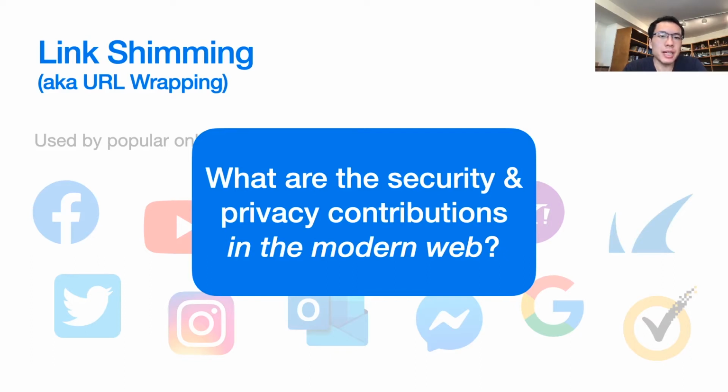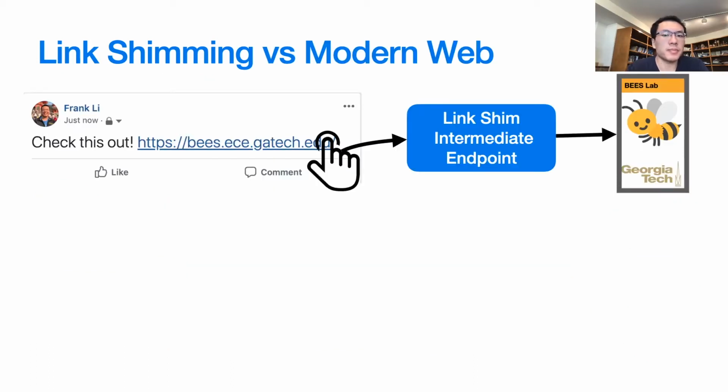Because link shimming was designed over a decade ago when the web was very different, and since then, we've developed potential alternatives to link shimming. So this question of what link shimming's security and privacy contributions are in the modern web, this question is the overarching question behind this study.